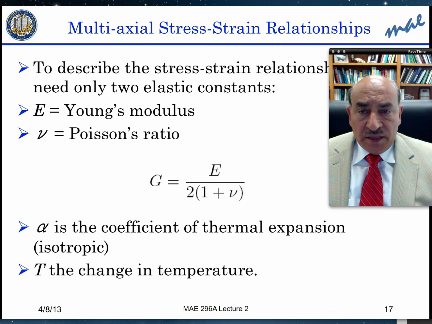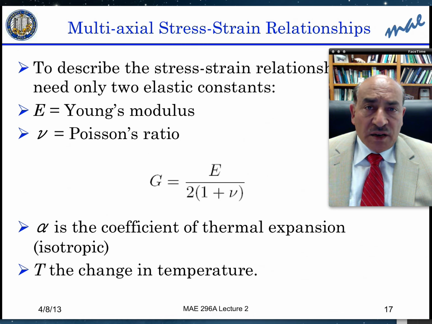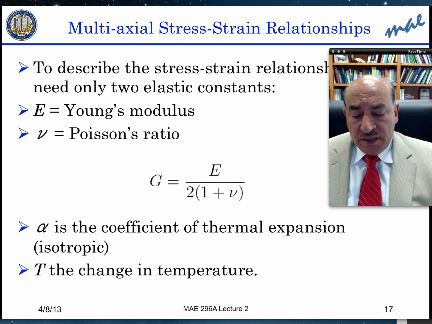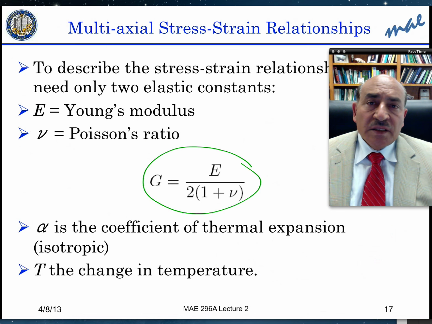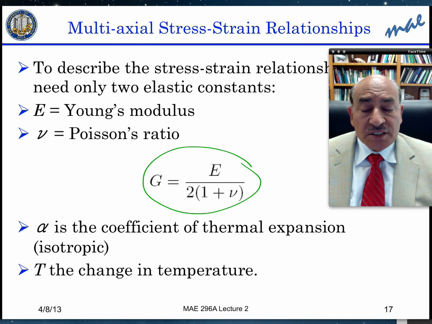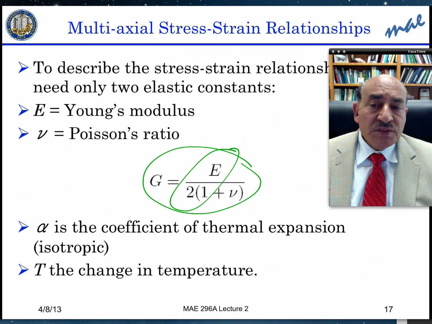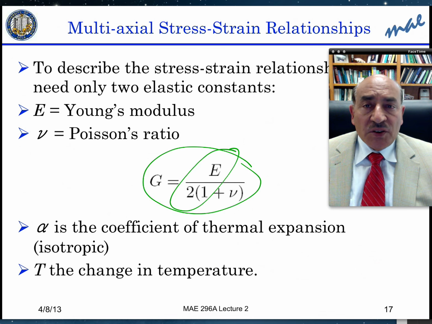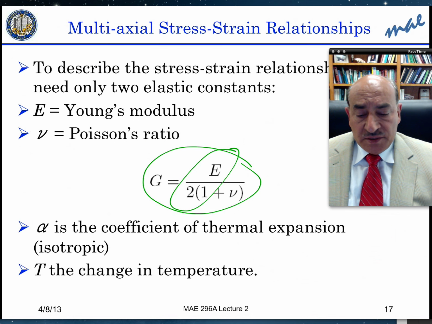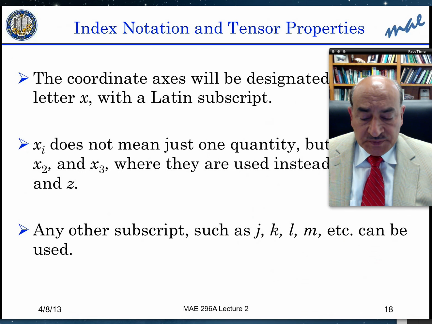There are some relationships between the Young's modulus and the shear modulus that you may be familiar with. The shear modulus G is a little bit less than half of the Young's modulus. It's E over 2 times (1 plus nu), where nu is Poisson's ratio. These are all relationships that we need to refresh our memories on.